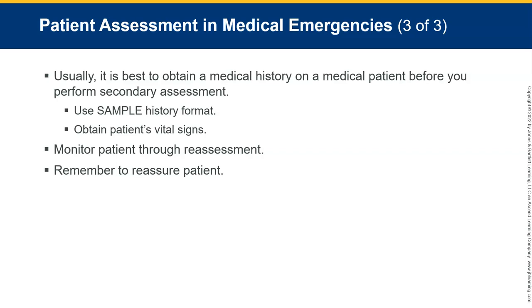Usually when we start talking about this, it's going to be best to obtain a medical history on a patient experiencing a medical problem before you perform your secondary patient assessment. You want to get all of this stuff knocked out fast. Talking about getting your SAMPLE, all the things that we talked about. So our signs and symptoms, our allergies, our medications, pertinent past medical history, last oral intake, events leading up to it, all of that stuff. Just reviewing SAMPLE in case you missed it.